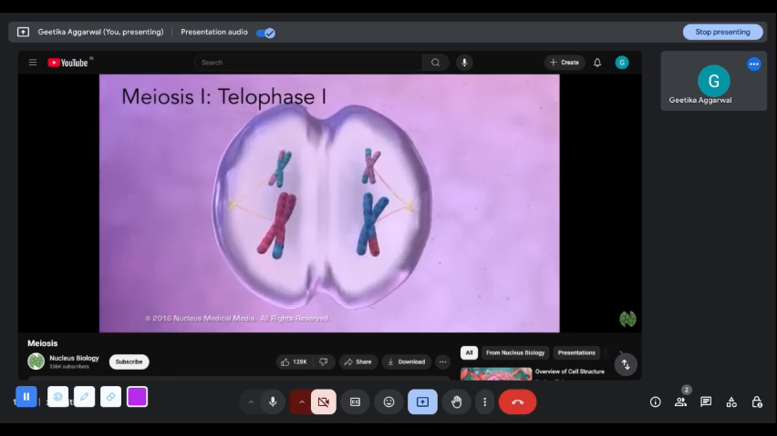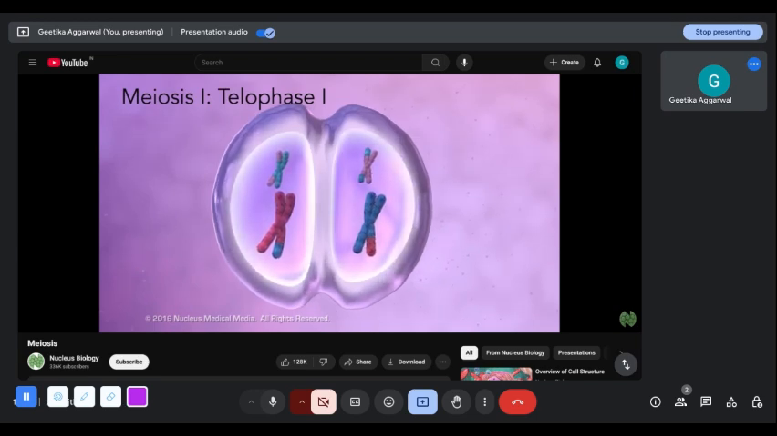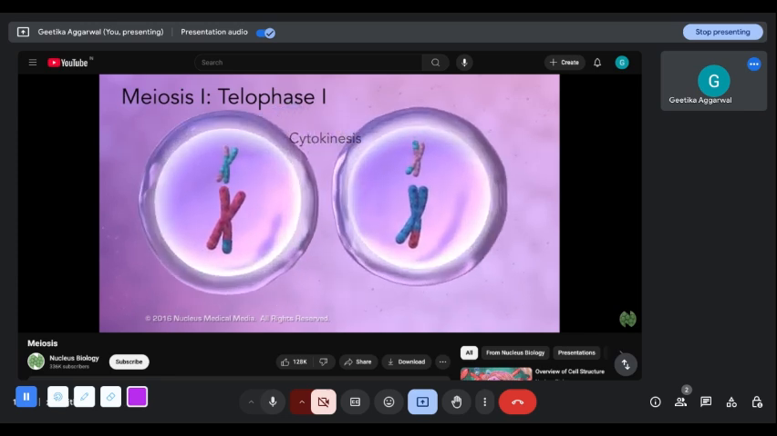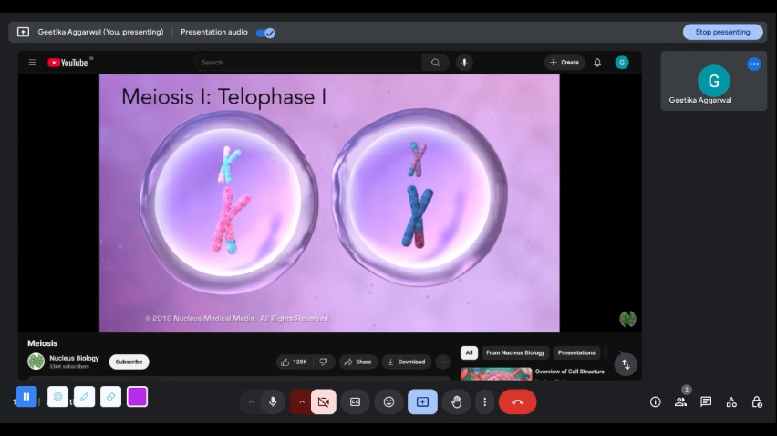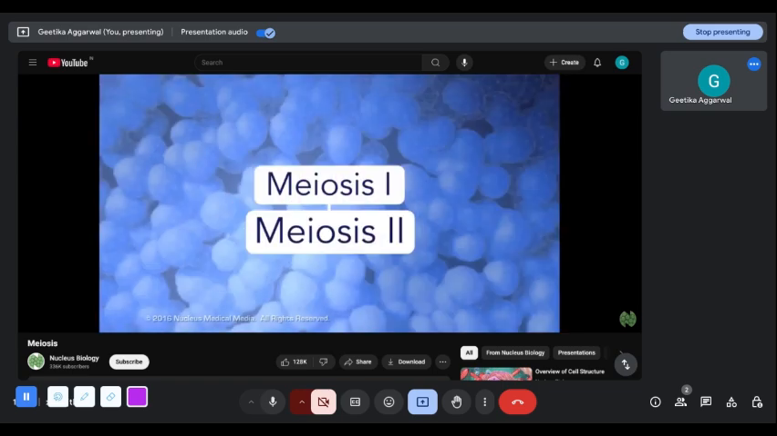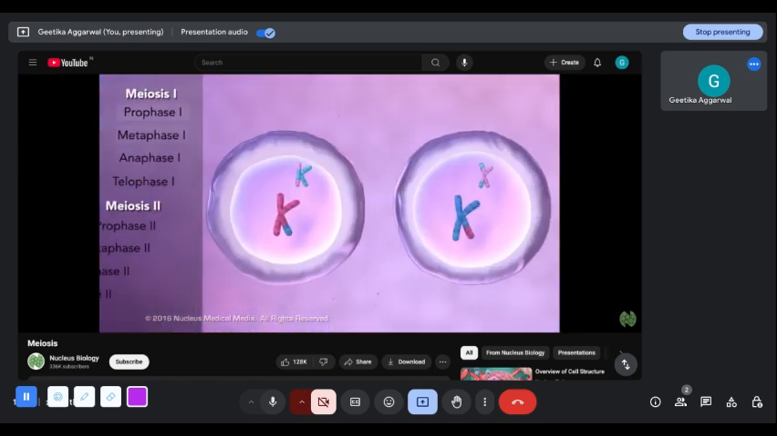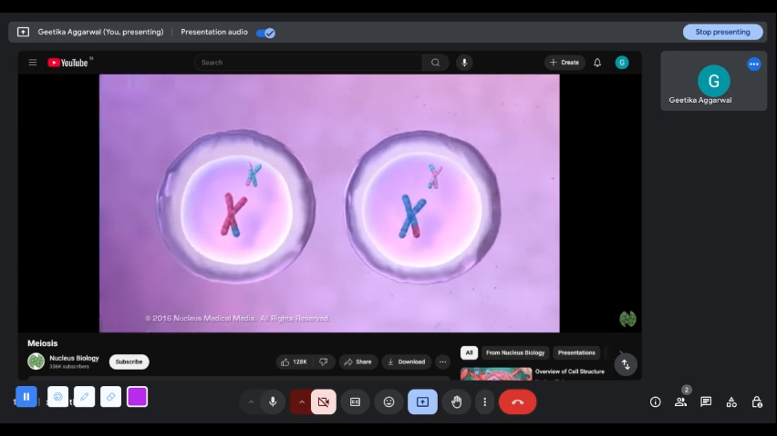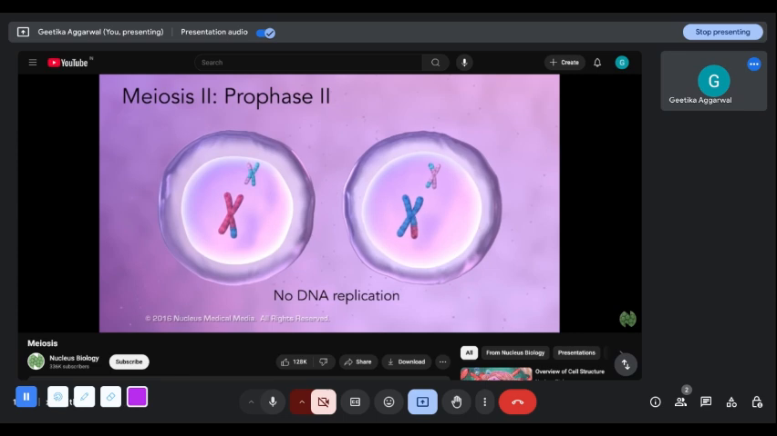Then, spindle fibers disappear, and the nuclear membrane reforms around the chromosomes. Finally, cytokinesis occurs. Meiosis I ends with two genetically different haploid daughter cells. Each haploid cell contains only one set of chromosomes, consisting of paired sister chromatids. Both cells now enter the next stage, meiosis II. However, unlike meiosis I, DNA does not replicate before meiosis II begins.